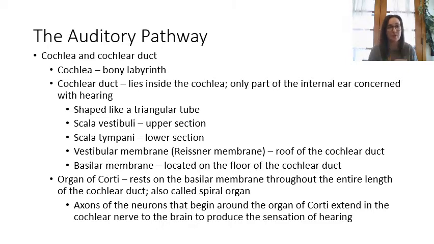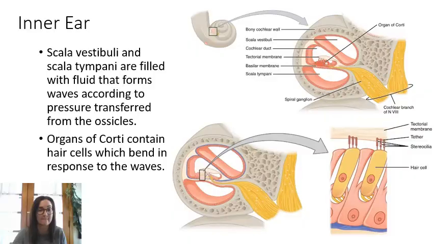On the basilar membrane, we've got a structure called the organ of Corti. The organ of Corti is actually the structure that's going to transduce mechanical waves into action potentials that are going to be sent to your brain that you'll interpret as sound. Right, so that's where the action potentials begin.